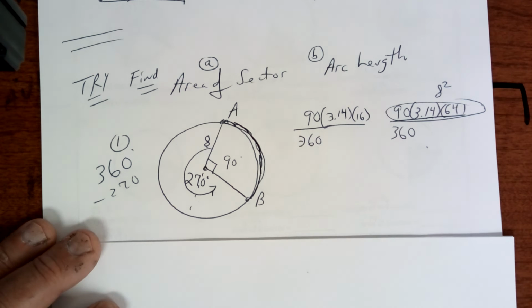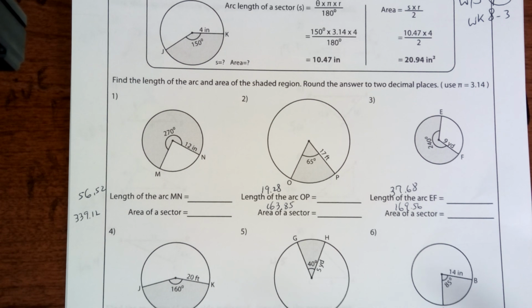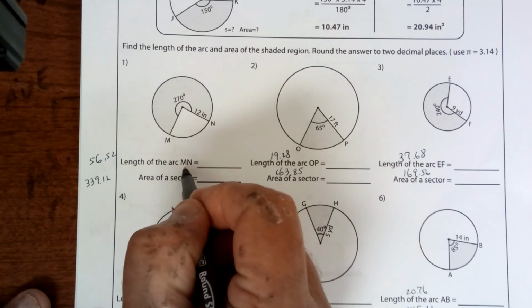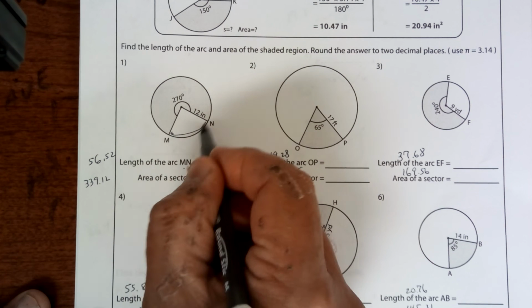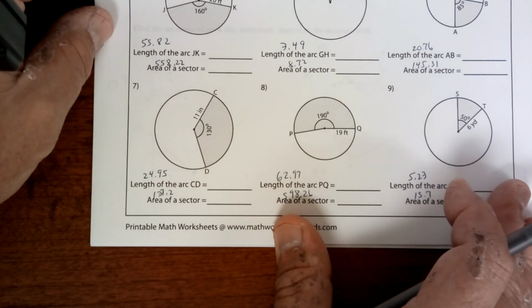Today you have a worksheet. And the worksheet looks like this, and the answers are on it. Okay, so you have some area of the sector. Now keep in mind, this right here says MN. MN is from here to here, okay? Not all the way around. That's a major arc, and they don't give us 3 letters for that.